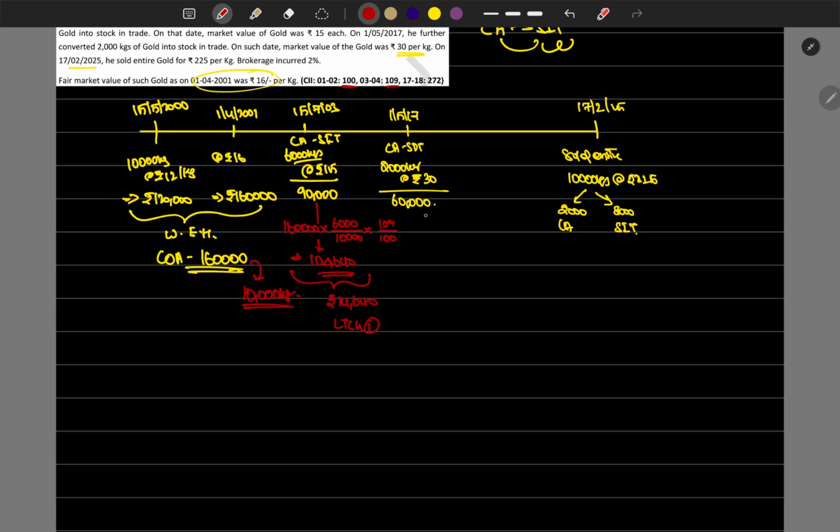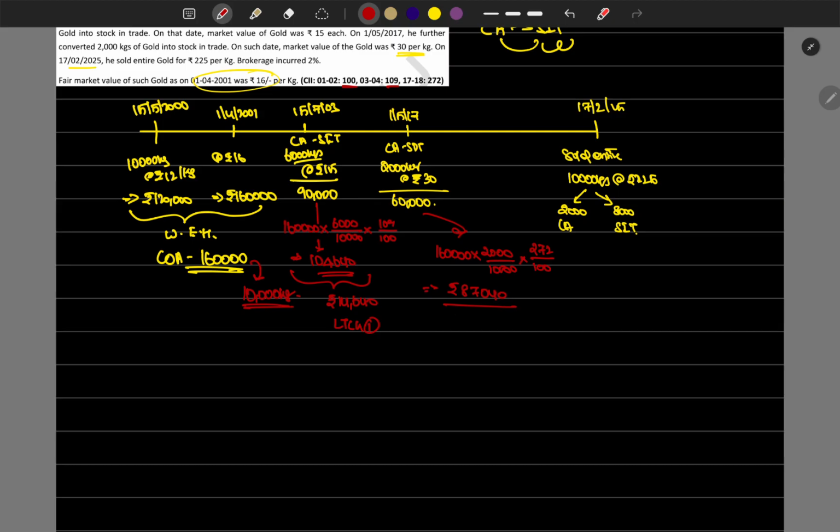Okay, now we have to do the same for this also. So 1,60,000 into 2,000 divided by 10,000, right? Because this is the cost of acquisition only for 2,000, but the time period is different here because in 2017 they are converting. So 272 is the cost inflation index value. So 1,60,000 into 2,000 divided by 10,000 into 272 divided by 100, which is 87,040 rupees, the current conversion value.